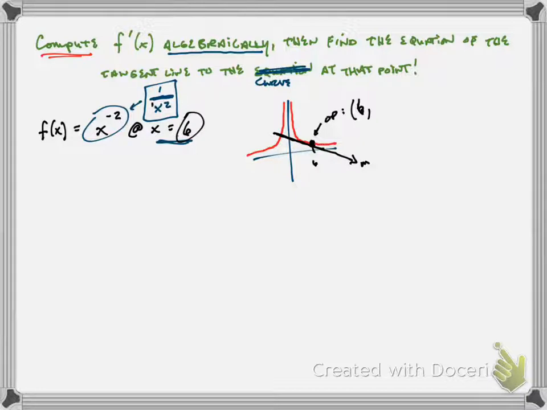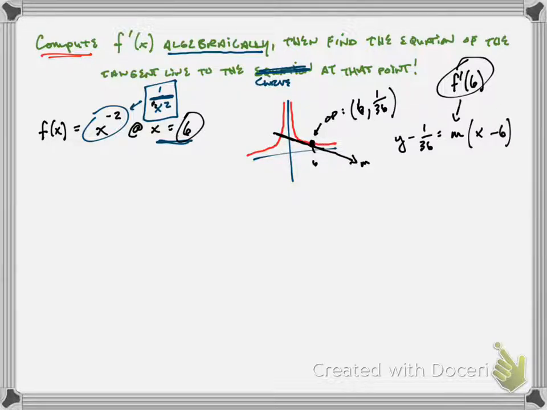So when I put 6 in here, 1 over 6 squared is 1 over 36. So there's our ordered pair. When we go to the tangent line equation, we're going to say y minus 1 over 36 is equal to m, which we're going to have to find. Remember, m is our slope. That's f prime of 6, times the quantity x minus 6. So we need to find m, and we're done. M is the derivative. So f prime of 6 is what we're solving for.